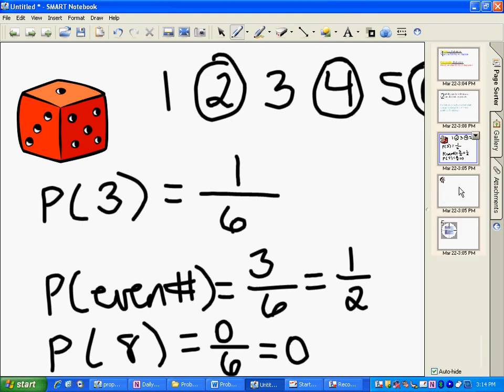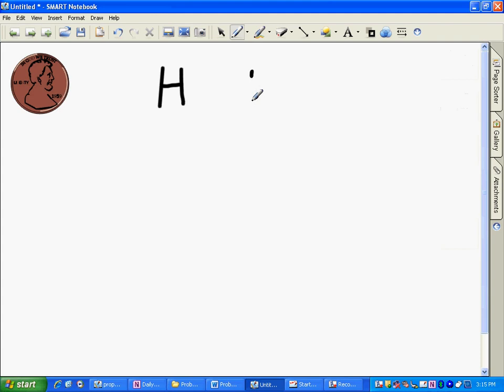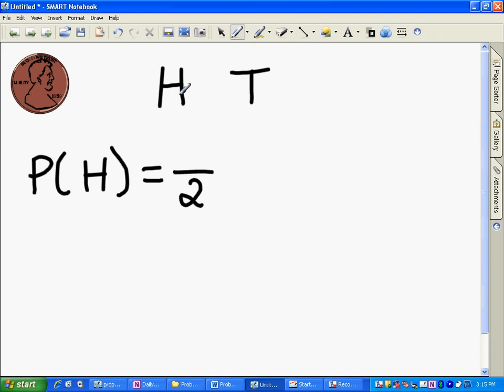Alright, let's look at a coin. The outcomes when I flip a coin, it can either land on heads or it can land on tails. So if I said, okay, what's the probability of landing on heads? Again, the bottom number is the number of outcomes that there are. There's 2 outcomes. The top number is the number of outcomes that satisfy what I'm looking for, which in this case is heads. So it's going to be 1 out of 2, and this cannot be simplified.